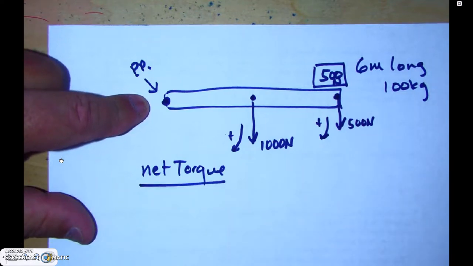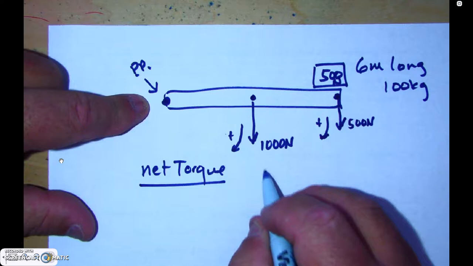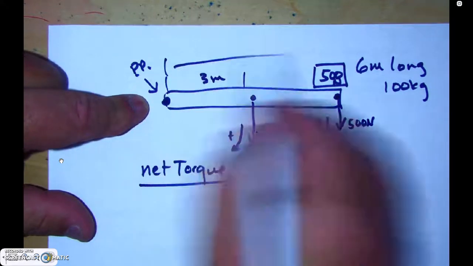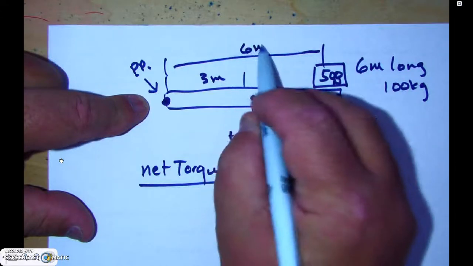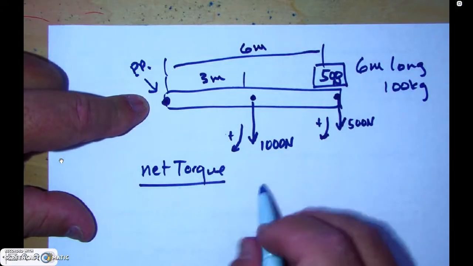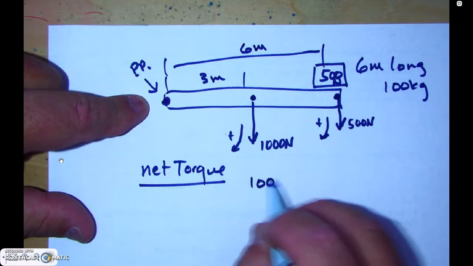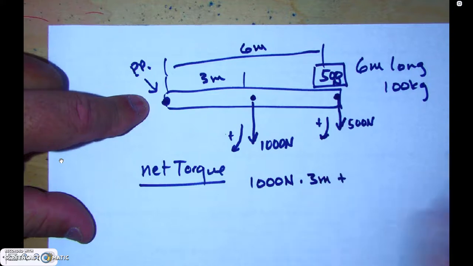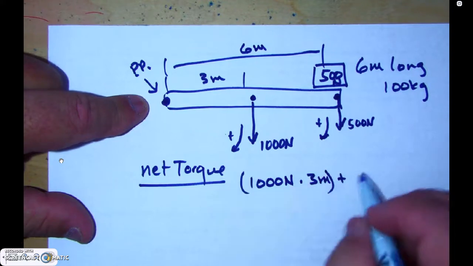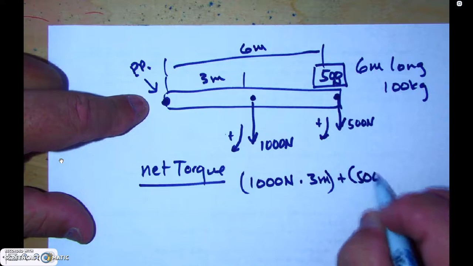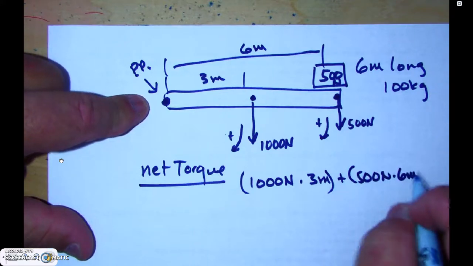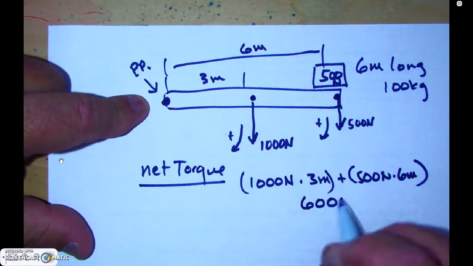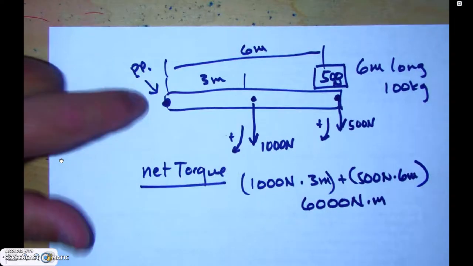That's the reason I'd have to have some type of upward force for it to be in equilibrium, but I've got a net torque. So my net torque is going to be, well, the first one is 3 meters away. The second one is 6 meters away. So I'm going to say 1,000 newtons times 3 meters plus, since they're both in the same direction, 500 newtons times 6 meters. Well, that's 3,000, so is that. So my net torque is 6,000 Newton meters.